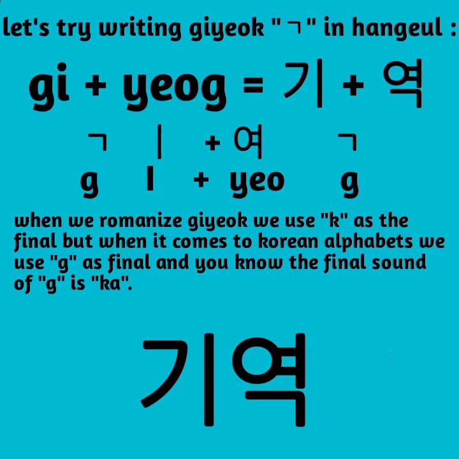G and E combine to form Ki, and Yo and K. The final sound of G is K, so we are pronouncing it like K. So Yo and K combine to form Yok. This is Kiyok. When we use romanization, Kiyok, we use K as the final, but when it comes to Korean alphabets, we use G as final. And you know the final sound of G is a K. So this is how we write Kiyok.